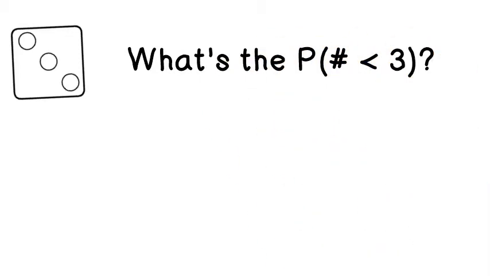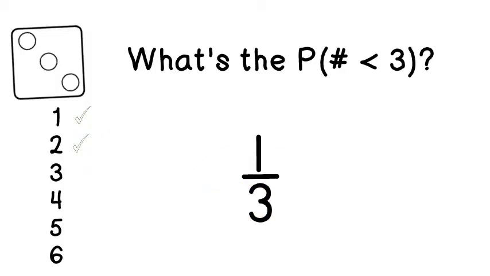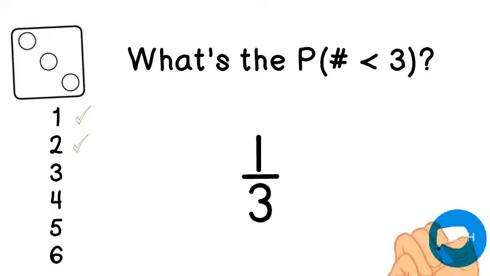Let's look at rolling a die. So here I have a die, and I want to know what's the probability that I get a number less than 3. Well, 1 is a number less than 3, 2 is a number less than 3, and those are the only ones that are less than 3. And so we have a probability of 2 out of 6, which simplifies to 1/3.